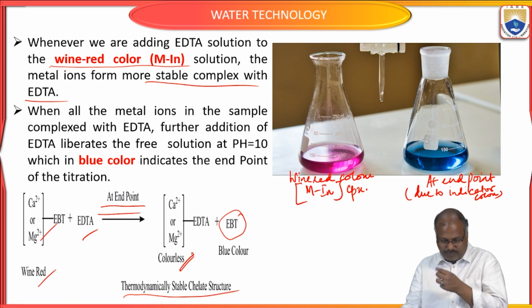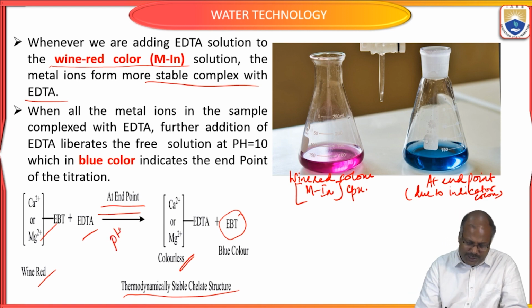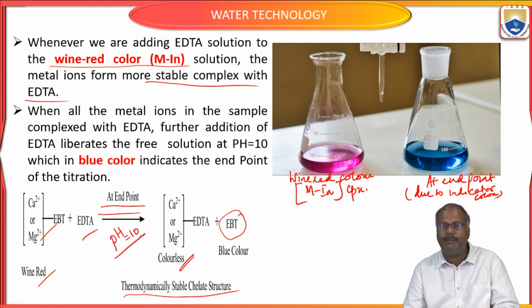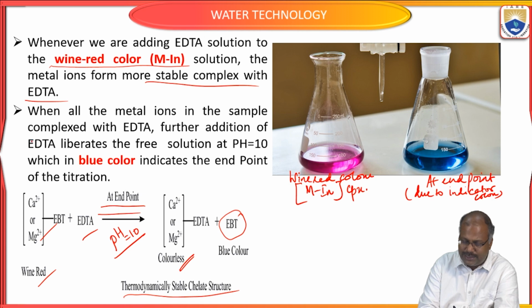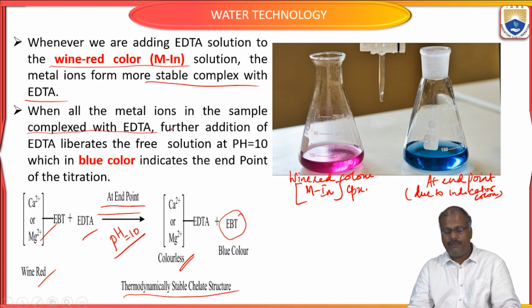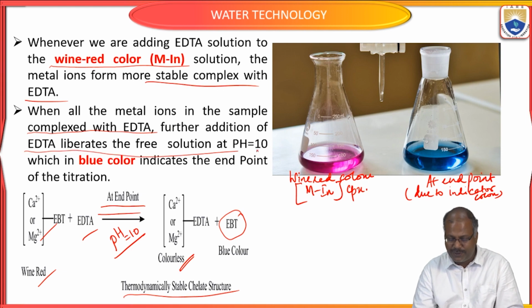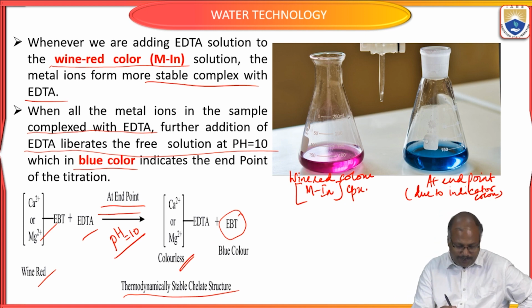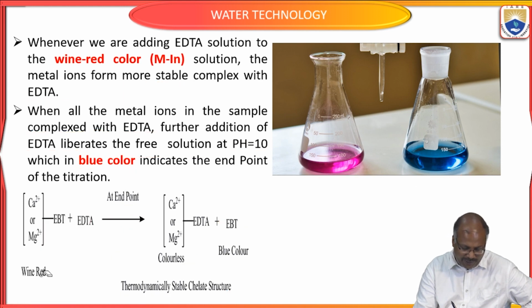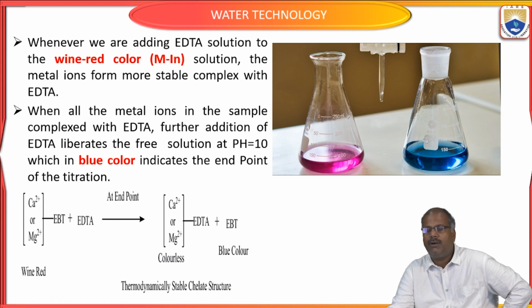So this is done again at pH 10, which is maintained by an ammonia-ammonium chloride buffer solution. When all the metal ions in the sample, metal ions here meaning calcium and magnesium, are complexed with EDTA, further addition of EDTA liberates the free indicator at pH 10, which is blue in color. That indicates the end point of titration. So this is the principle behind complexometric titration to find the total hardness or permanent hardness of water.